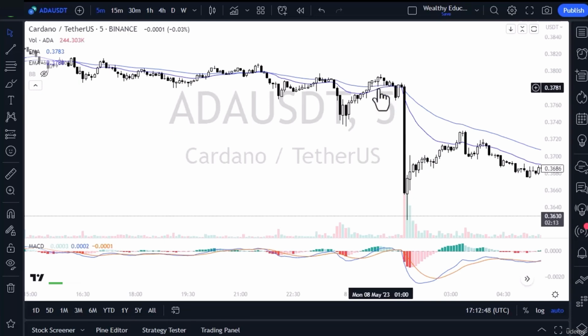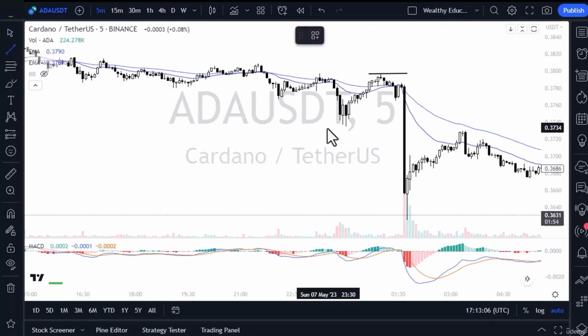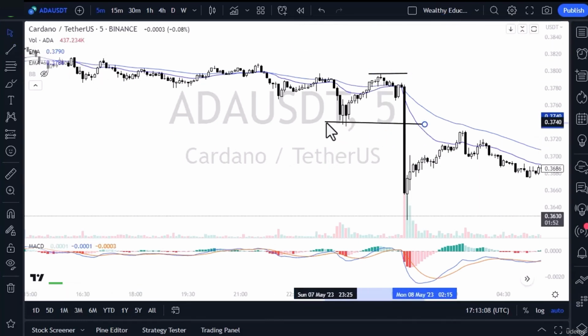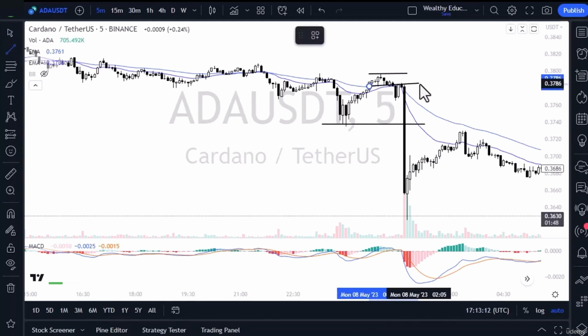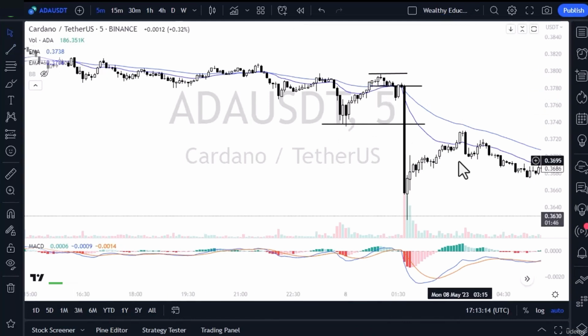So once we break this area here, which also happened to be the 9 moving average, we just fell off of a cliff. With that, your stop loss is up here. Your target was probably there, quite frankly. So it looked like this, basically. And then your entry is right here. So that in and of itself would be an excellent setup.